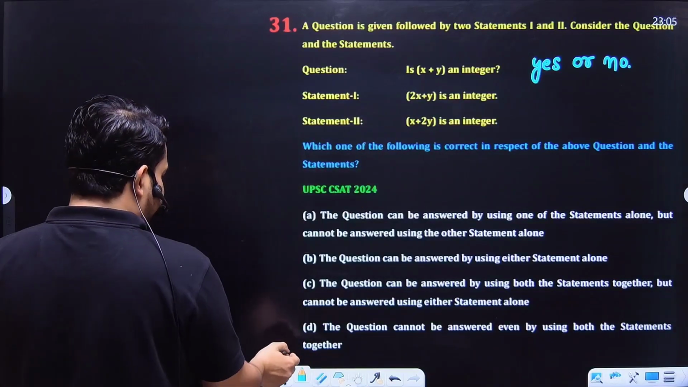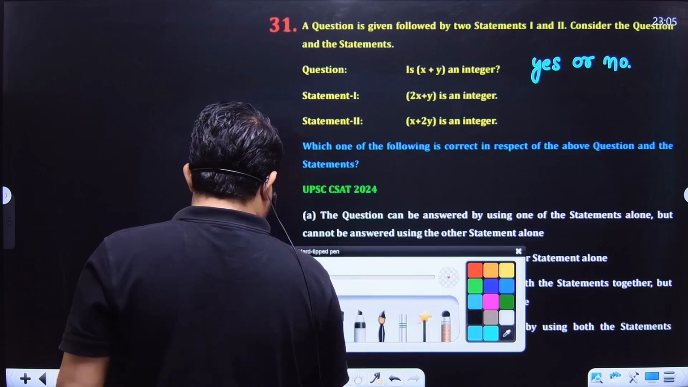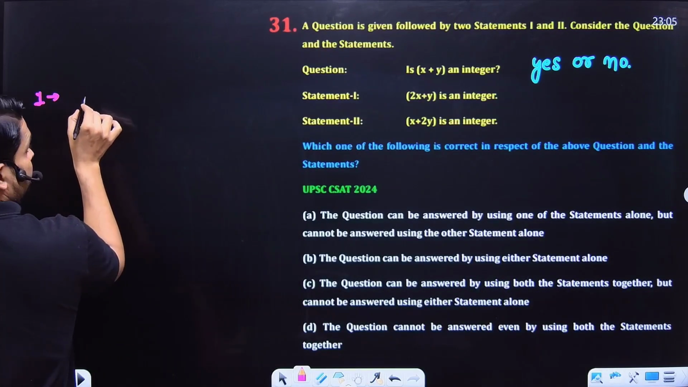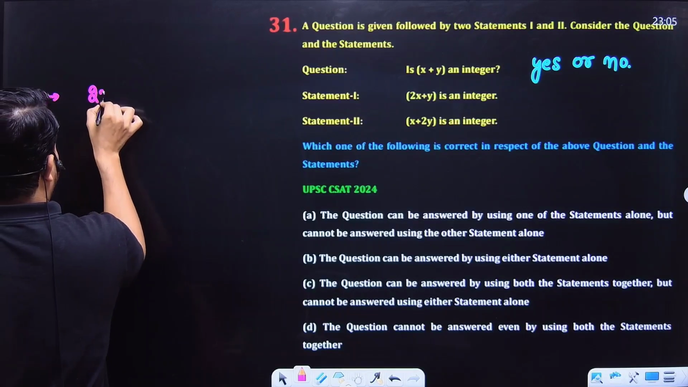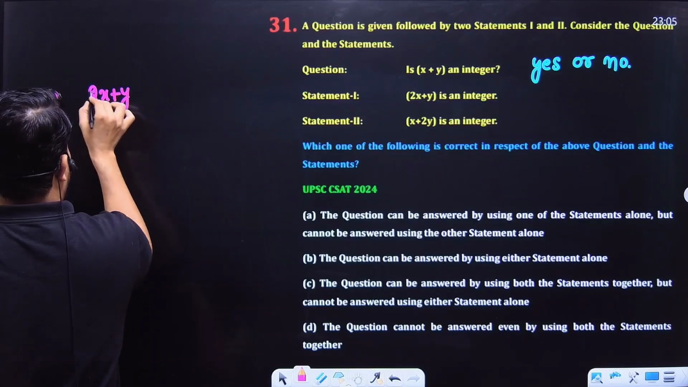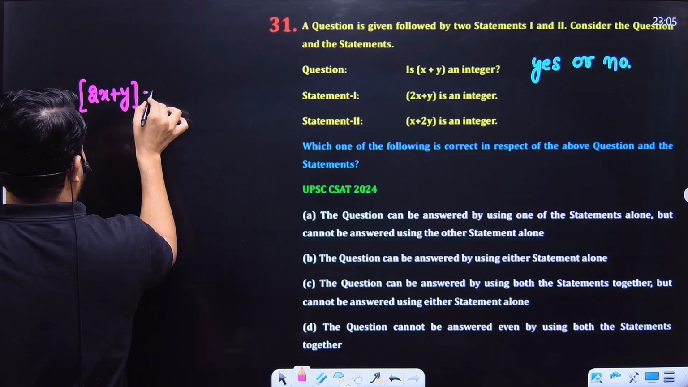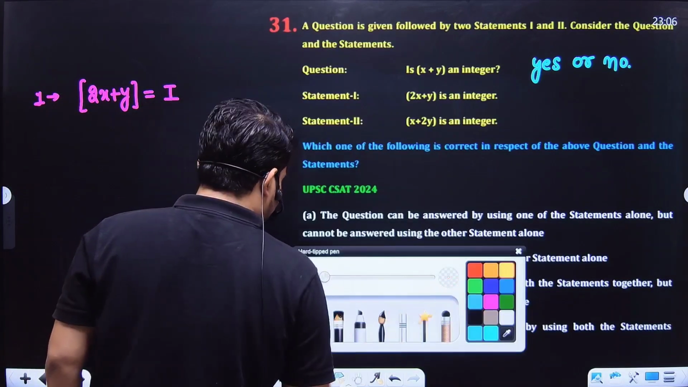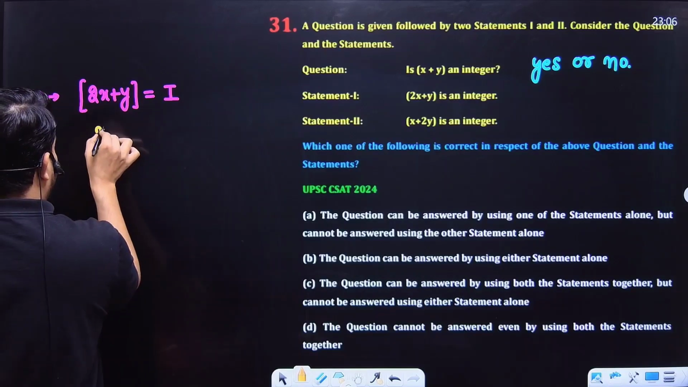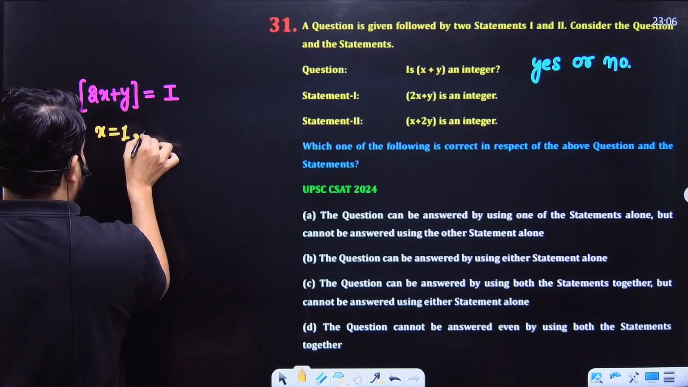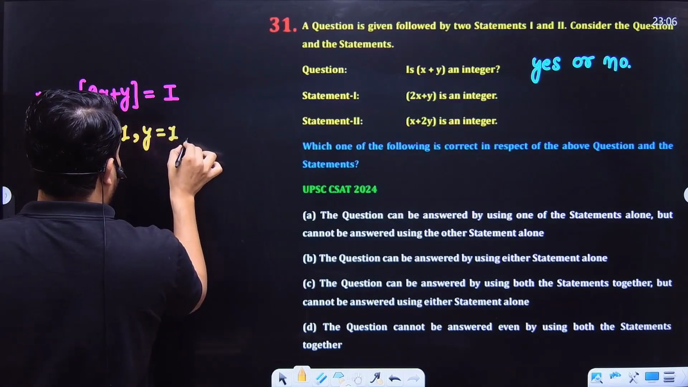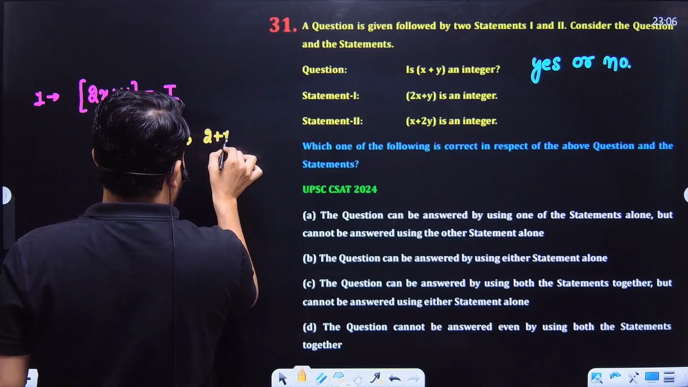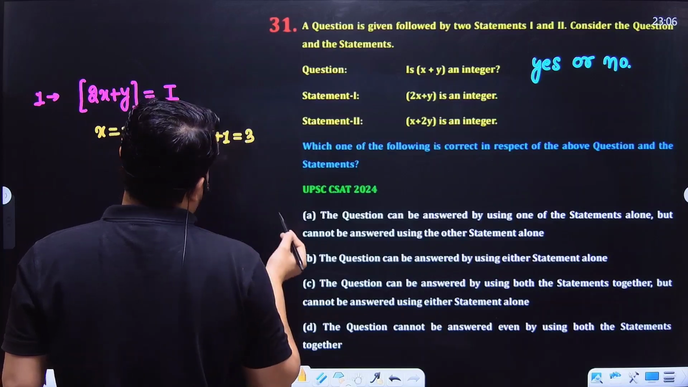If I consider statement first, it says that 2x plus y is equal to an integer. See, if I put some values of x and y, if I put x equal to 1 and y equal to 1, what do I get? 2 plus 1 is equal to 3, and 3 is an integer.